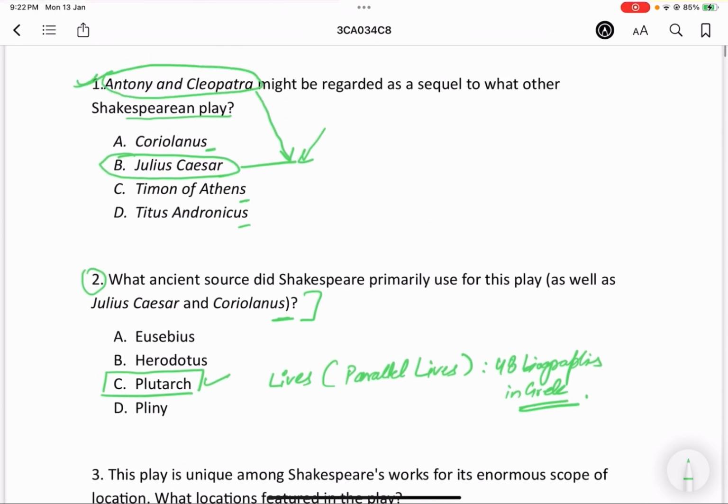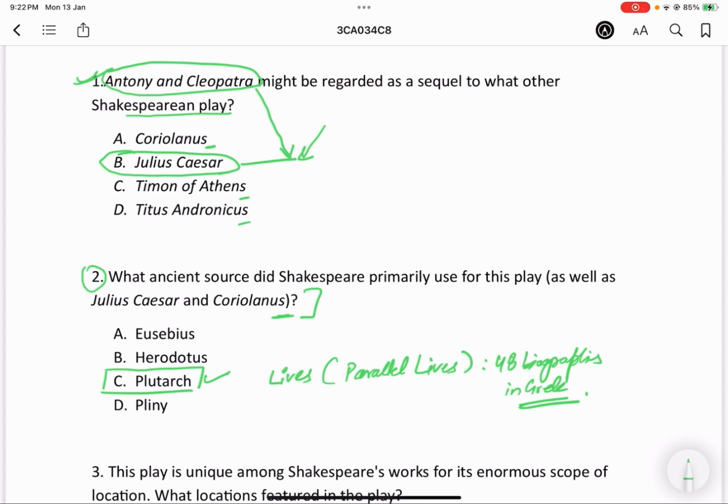And it is also important to remember that Antony and Cleopatra, along with Julius Caesar and Coriolanus, are the plays based on Roman histories. Shakespeare's plays that are based on Roman history.